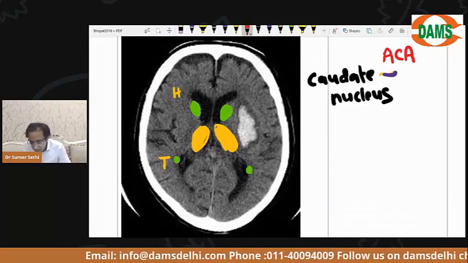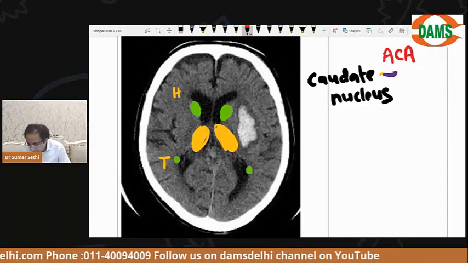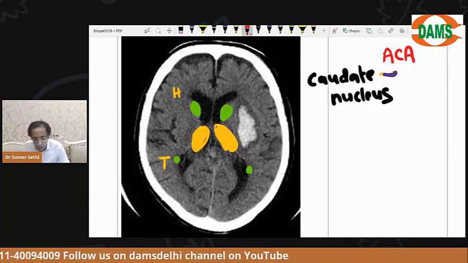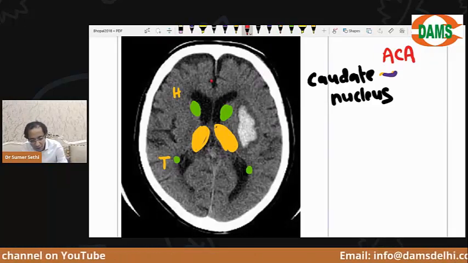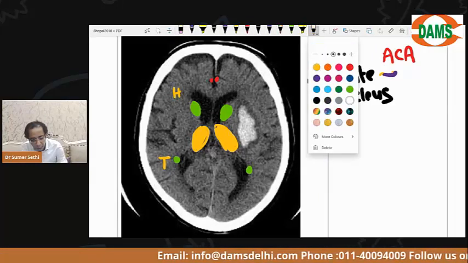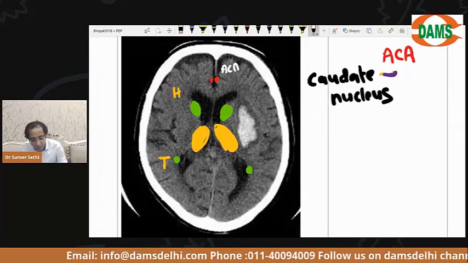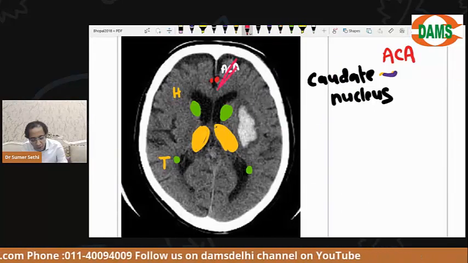Caudate nucleus. So yellow was thalamus, green wala is caudate nucleus, beta. Yellow is thalamus, hai na? Okay, are you clear? So now try and understand. You will be able to understand something that they taught you in anatomy. Yahan pe thi beta, if you remember, the anterior cerebral artery. So the ACA should supply this part of the brain.